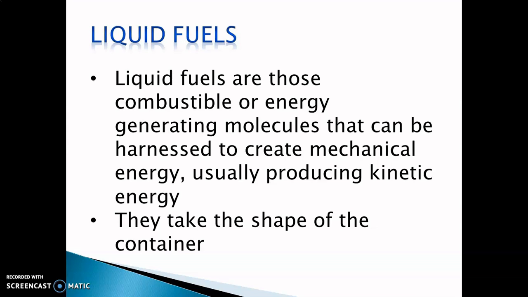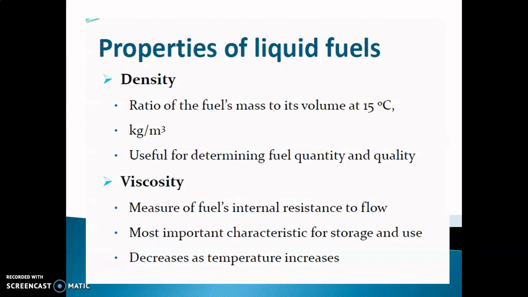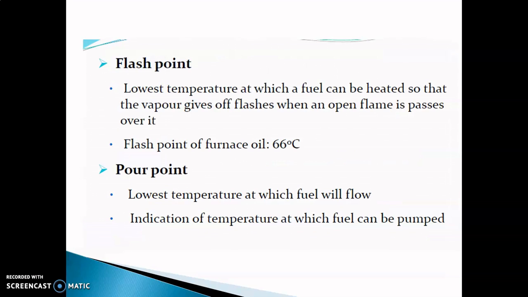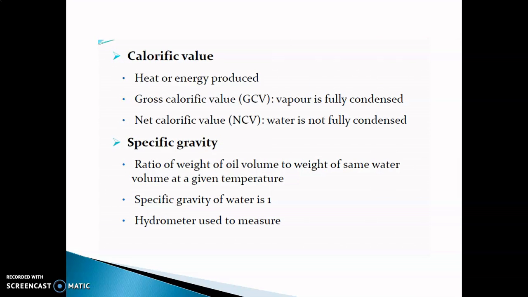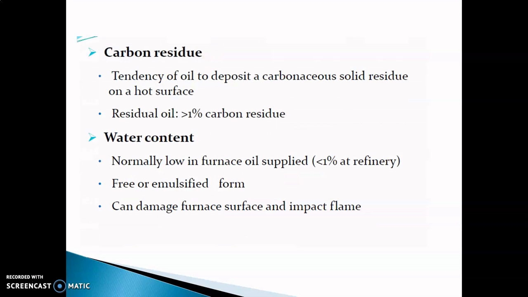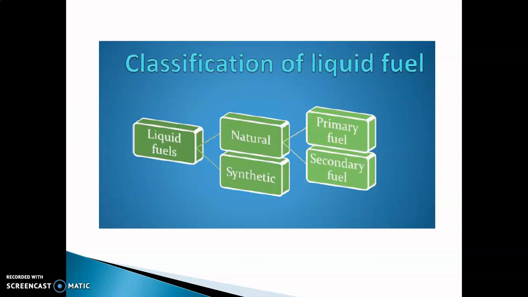They take the shape of the container, and these are some properties of liquid fuels: density, viscosity, flash point, pour point. So what is flash point? It is the lowest temperature at which a fuel can be heated, and pour point is the lowest temperature at which the fuel will flow. Calorific value, we all know, is a very important property for a fuel, the heat that is produced. Specific gravity and sulfur content, ash content, carbon residue, water content. These are some properties of fuels.